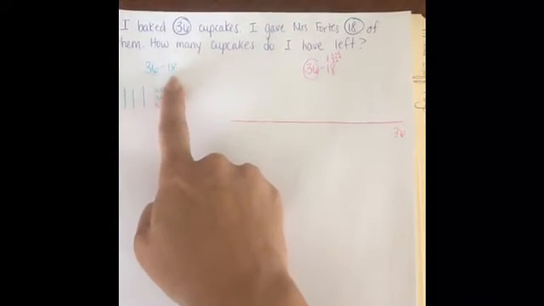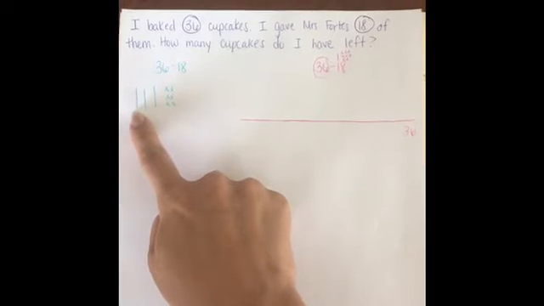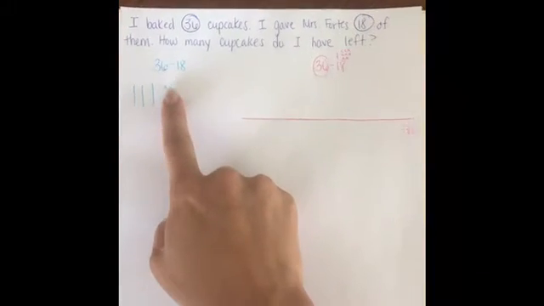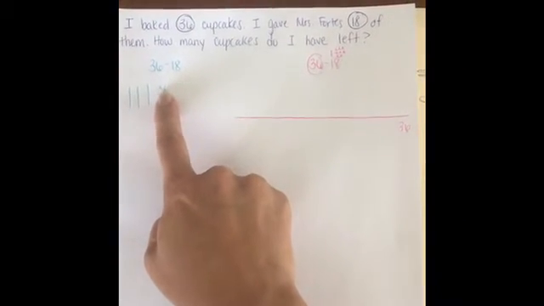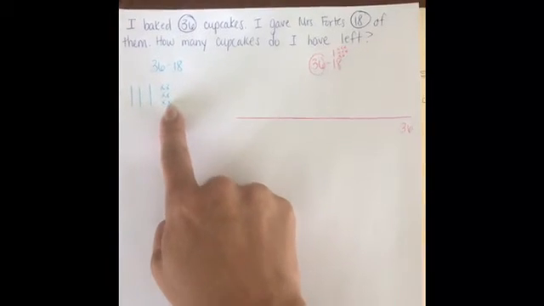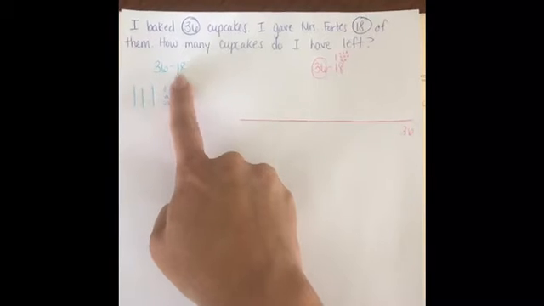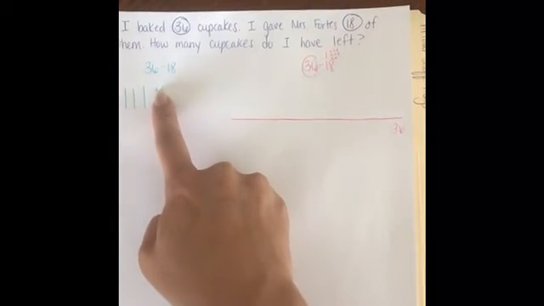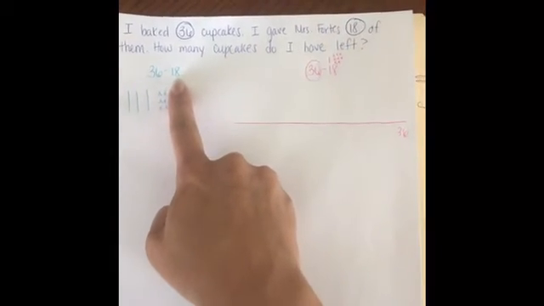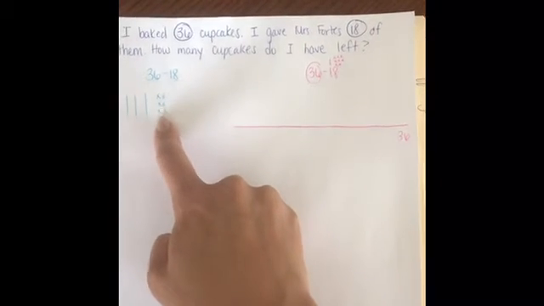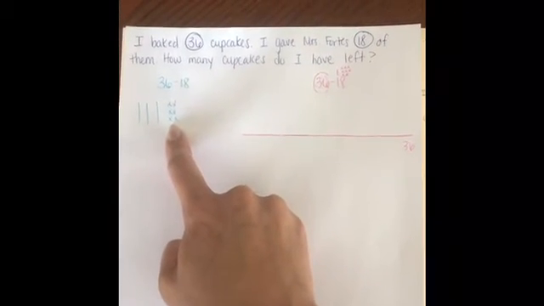So I have 36 minus 18. Here is 30, 10, 20, 30. Here is 6, 31, 32, 33, 34, 35, 36. And I want to take away 18. So when I look at my 6 cubes here, and I realize I'm taking away 8 cubes, I can see that I need to regroup.